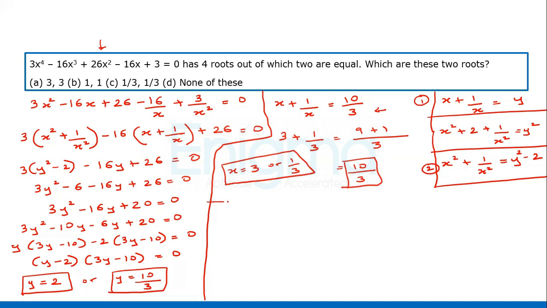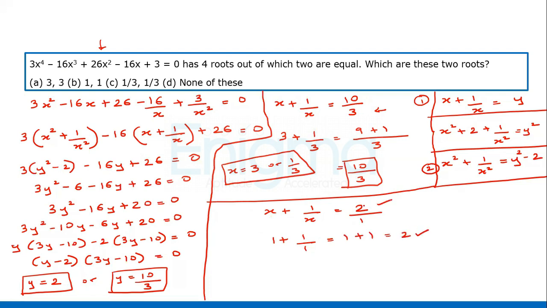Now let's take the next thing. Another value of y is 2. So therefore we have x plus 1 upon x is equal to 2. Now, here it is 2 upon 1. That means we can assume the value of x as 1. So it becomes 1 plus 1 upon 1. That is 1 plus 1. That is 2, which is exactly equal.